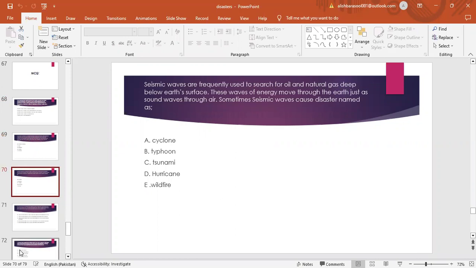Seismic waves are frequently used to search for oil and natural gas deep below the Earth's surface. These waves of energy move through the Earth just as sound waves move through air. Sometimes seismic waves can cause a disaster named as: A, cyclone, B, typhoon, C, tsunami, D, hurricane, E, wildfire.